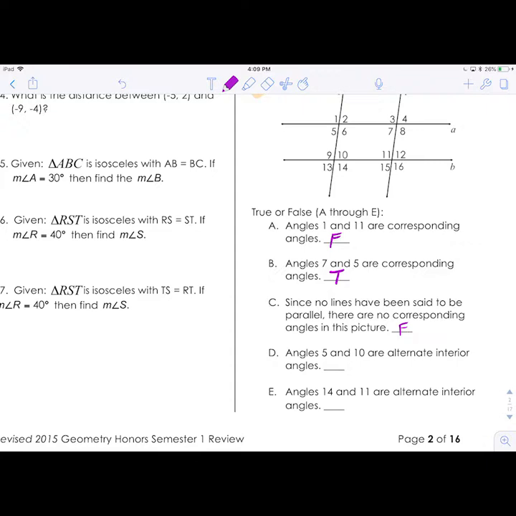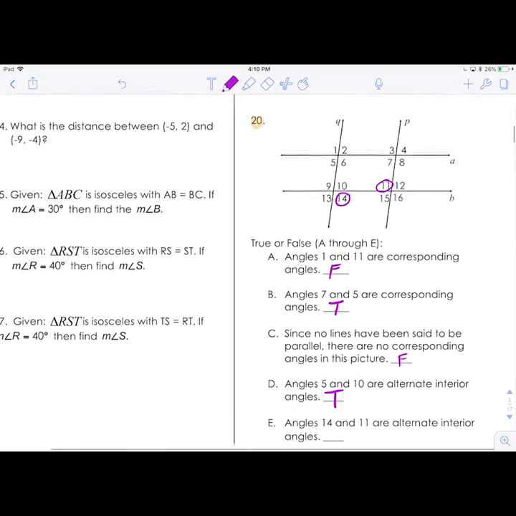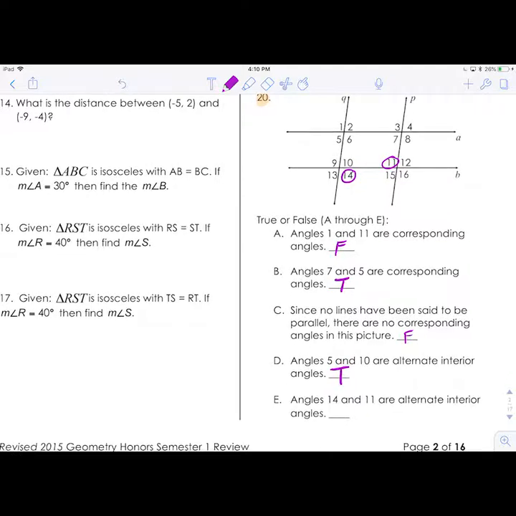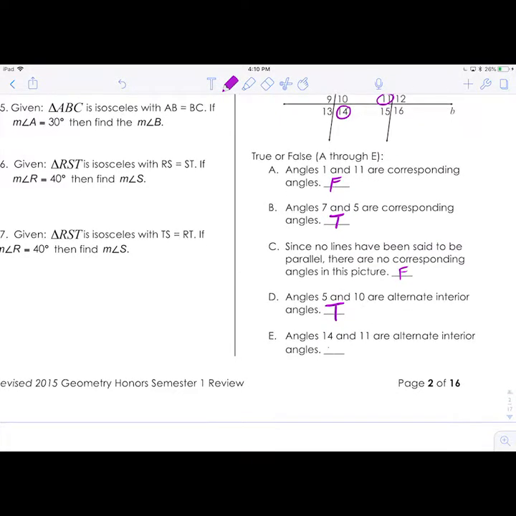All right, so it says angles 5 and 10 are alternate interior angles. Well, if you look, angle 5 is right here, angle 10 is right here. They are on opposite sides of their transversal, and they are both between lines A and B, so this fits the definition perfectly for alternate interior. And then it asks if angles 14 and 11 are alternate interior, and if you look at 14 and 11, they're both on opposite sides of line B, and they're both between lines Q and P, so they are also alternate interior angles.